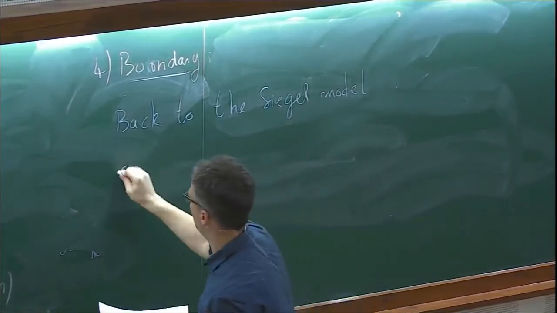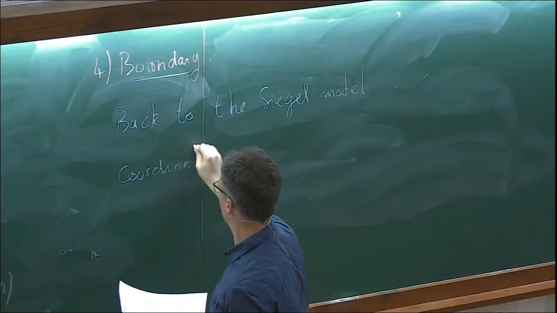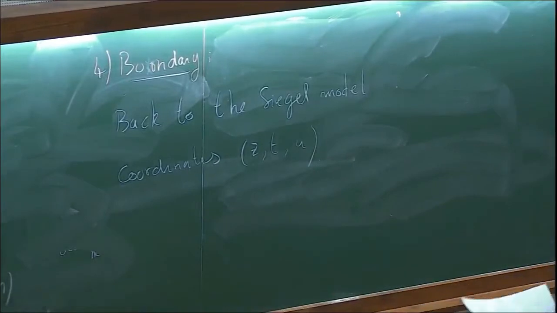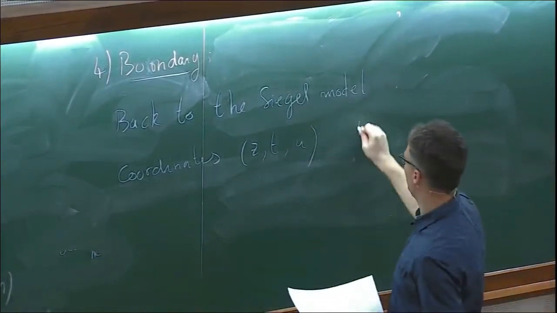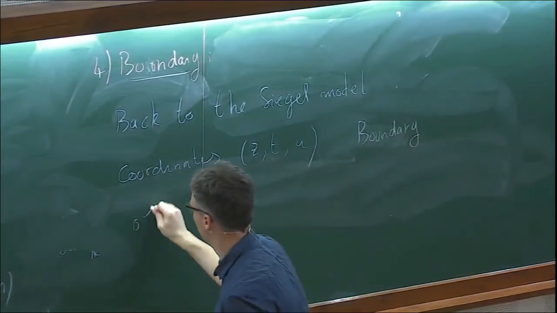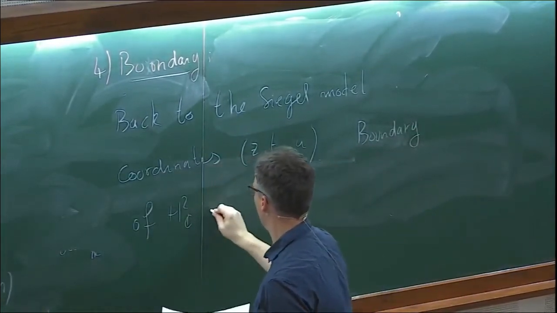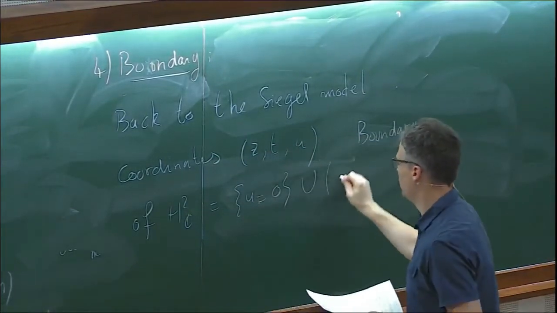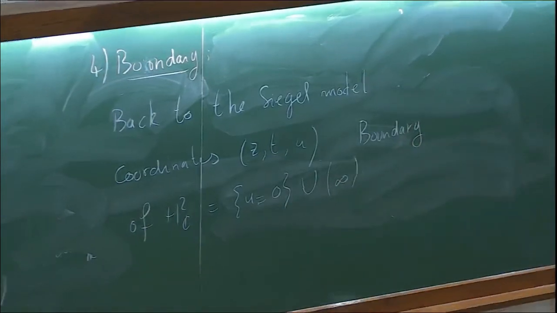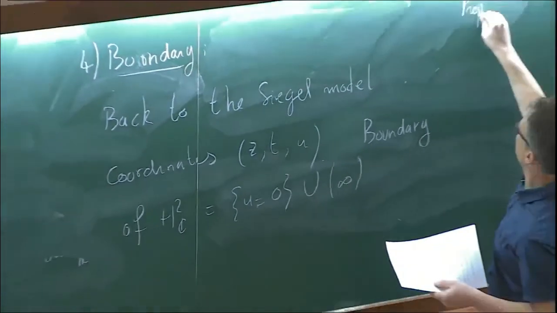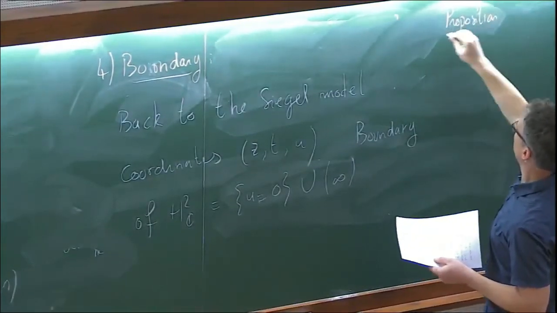so I said we had coordinates that were z, t, u. And the boundary of H^2_C is the set where u equals 0, union one point at infinity. And now, here's a proposition.